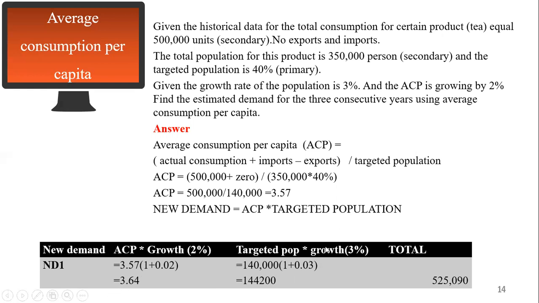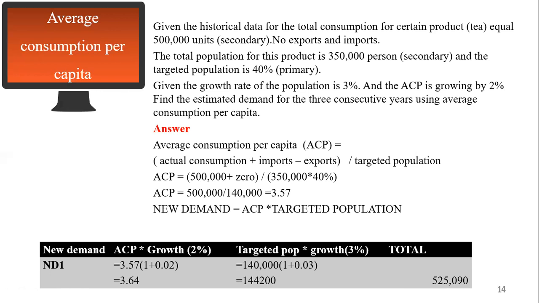Target population is going to grow by 3%, to 144,200. Then multiplying the target population times the new ACP gives me the new demand, which is 425 and 90 units. So this is the demand.